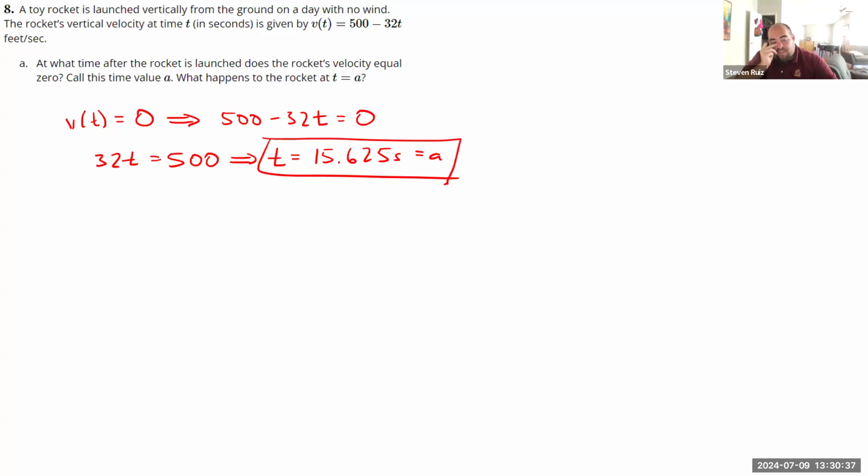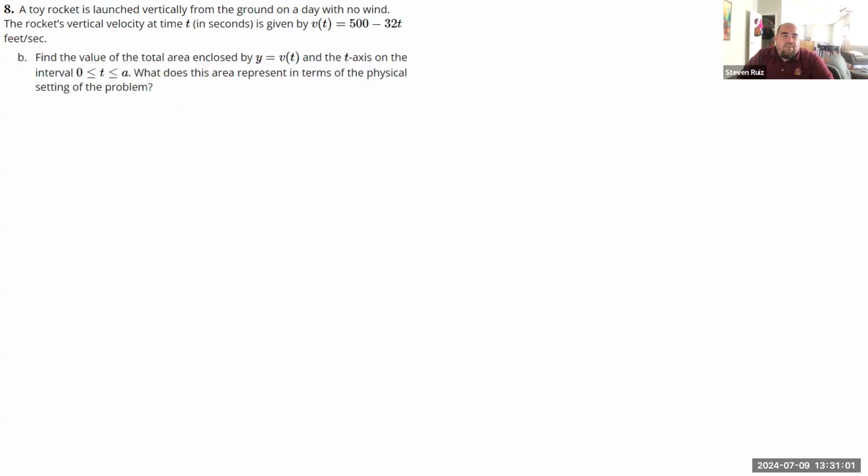What happens to the rocket at time equals A? So if its vertical velocity goes to 0, that's basically when it has come to an instantaneous rest. It has risen to a certain height, stopped, and now it'll start to come down and accelerate downward. Well, it's been accelerating downward the whole time, but it's going to start to move downward. So that's part A.